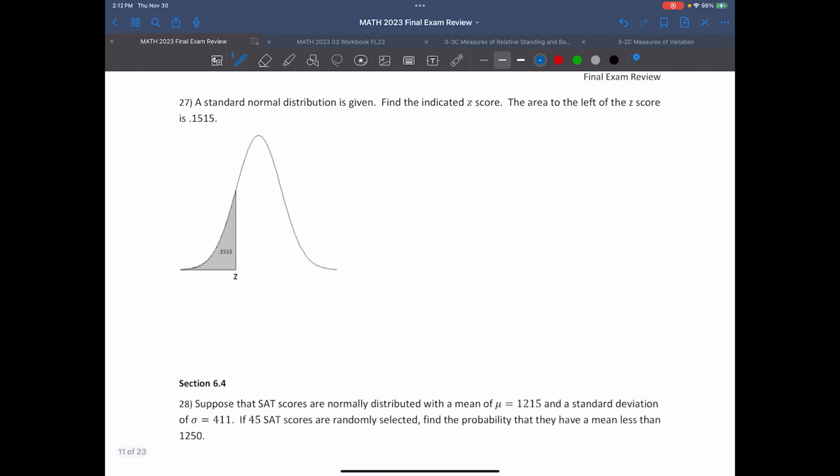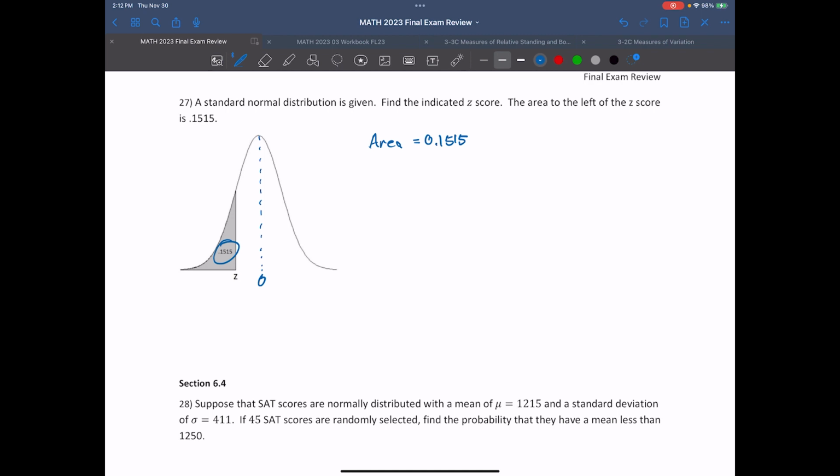Number 27, we're asked to find the indicated z-score. This time we're given the area of 0.1515, and we need to find that z-score. Remember that 0 is in the middle, so our answer should be negative. So the way we do this is we realize that this area is 0.1515, and that is from the left.